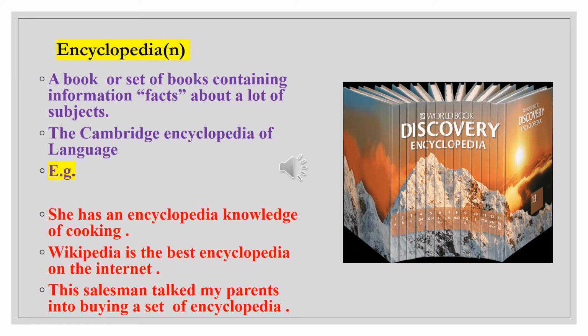Encyclopedia: it's a book or set of books containing information, facts about a lot of subjects. The Cambridge Encyclopedia of Language. Example: she has an encyclopedic knowledge of cooking. Wikipedia is the best encyclopedia on the internet. The salesman talked my parents into buying a set of encyclopedias.